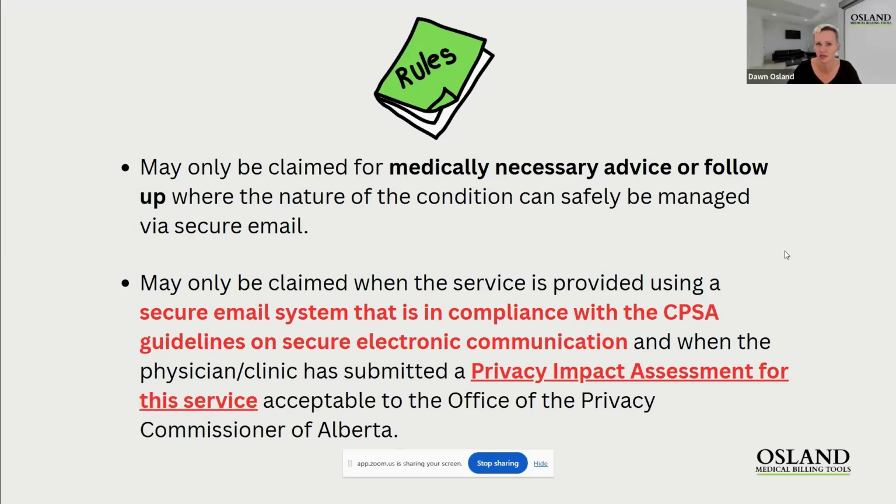Because the most important thing is that we're keeping that patient information protected and that they're able to access it in a way that is not throwing it out into the general ether of the internet. So that's why it is required that emailing to patients be done through a secure email system.